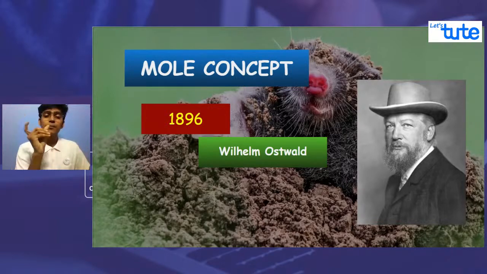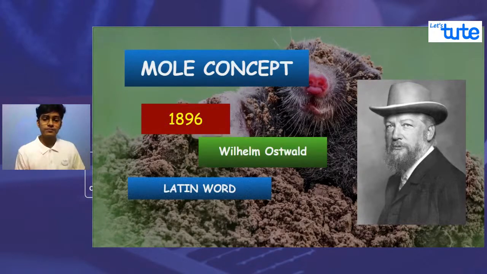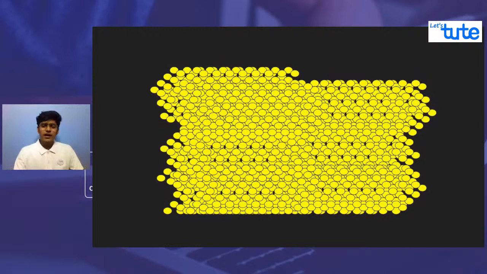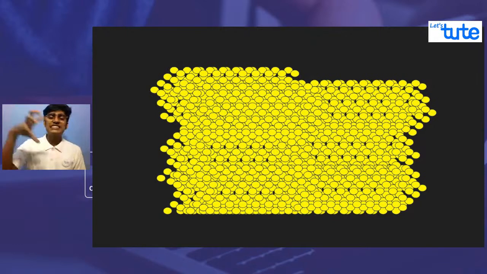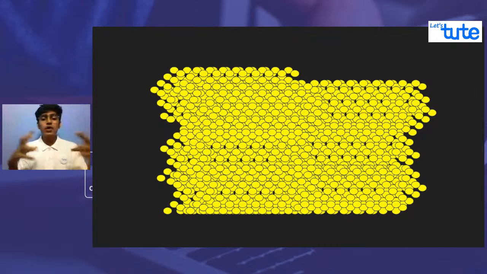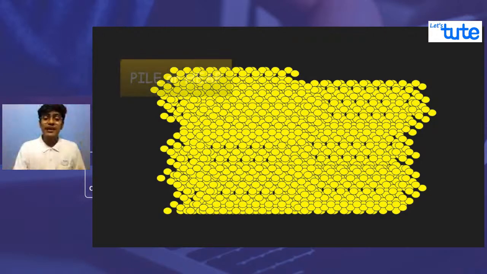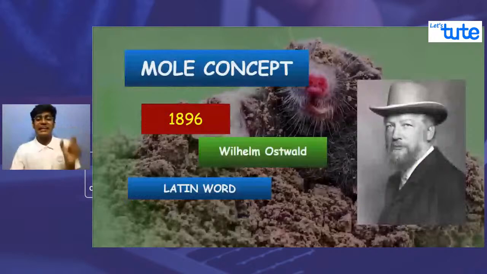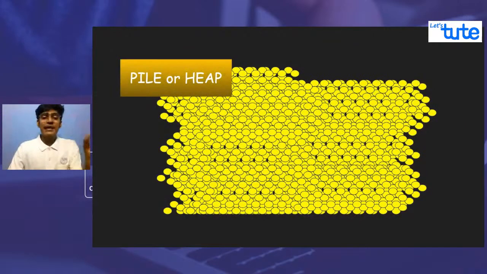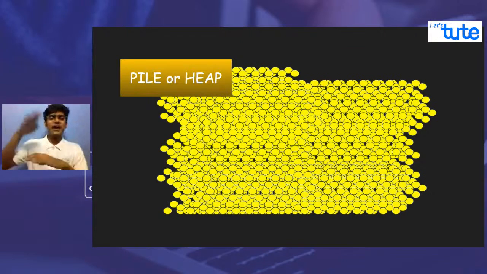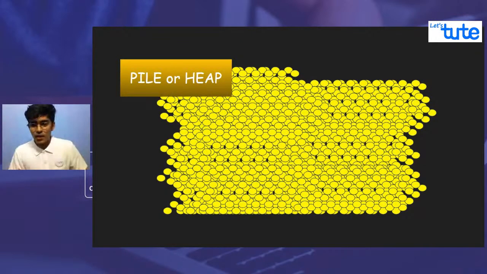This word mole is derived from a Latin word, and in Latin the word mole means something actually. If I can see, these are atoms all together. When many atoms stack together or aggregate in large number, we can say that they are piling up, or it's a heap of atoms together. So this is nothing but a mole. The meaning of the word mole is pile or to heap. That simply means to stack many atoms together.